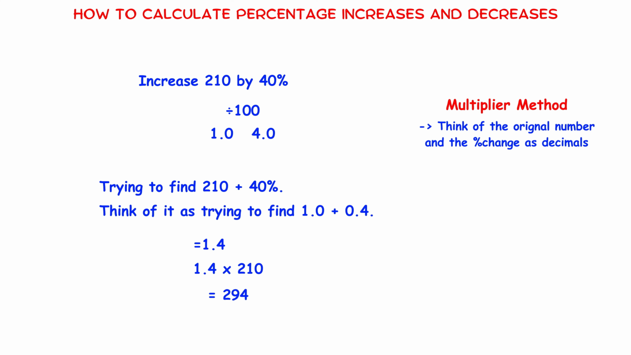So for a percentage increase question where we're basically trying to find 210 plus 40%, we can use these decimals instead and think of it as trying to find 1 plus 0.4, so we just add them together to get 1.4, which we call our multiplier, and then we multiply that 1.4 by the original 210 to get an answer of 294. I know this method is kind of confusing at first, so let's have a go at another couple of questions.